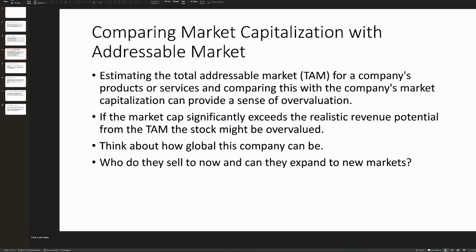So what I'm saying here is this. Think about how global this company can be. Who do they sell to now? And can they expand to new markets? So you take the example, Warren Buffett's lovely example of Coca-Cola. Now, they're selling in all these different countries. But what if one country decides to open their doors and they say, we want your products because they're a closed country, before they couldn't get it. Now suddenly they're open. Well, that's a new market for them.